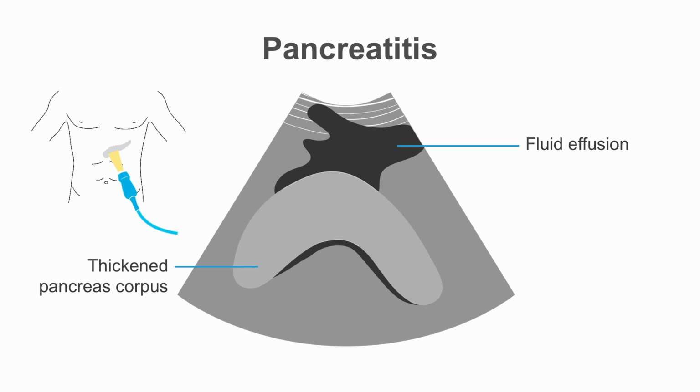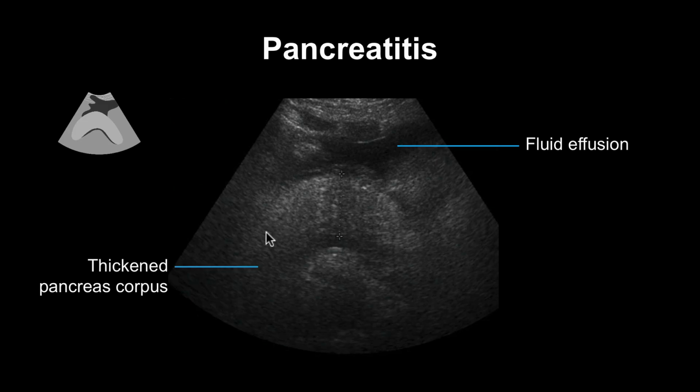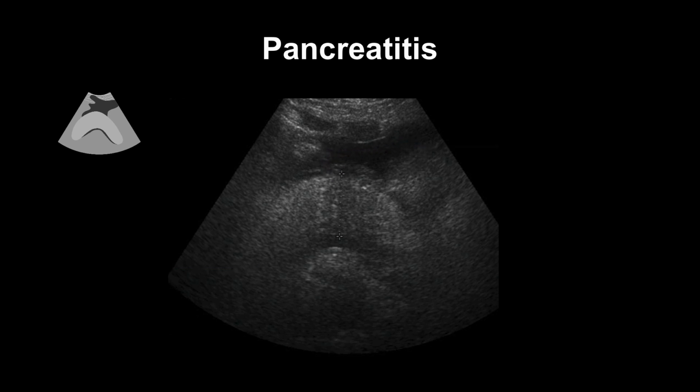fluid effusion. While we perform ultrasound, the patient can tell us if he feels pain when we press the ultrasound probe onto this region. Here you see the typical ultrasound appearance of a thickened pancreas organ and the peripancreatic fluid effusion. Note the fluid collections in the omental bursa. Take a second to look at these findings.